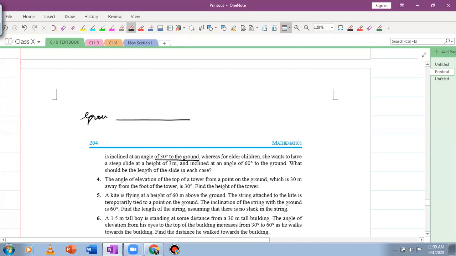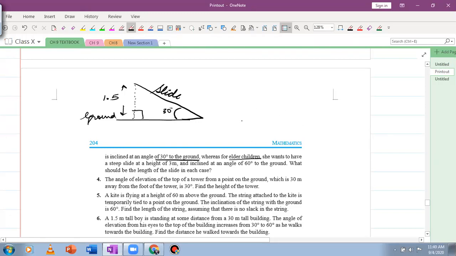So this is the ground and there is the slide here, and the angle at which the slide is inclined to the ground, this is 30 degrees. And this is representing the height of the slide. You have been given that the height in this case is actually 1.5 meters. This is for the children below 5 years.